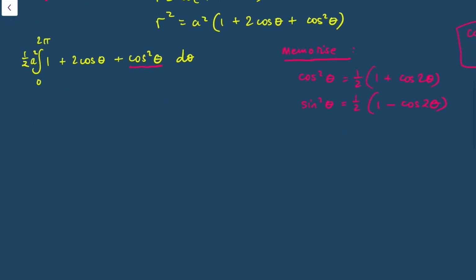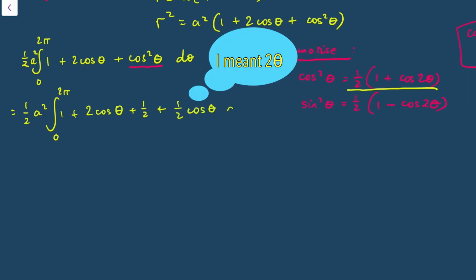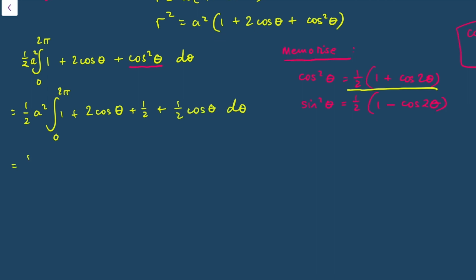Right, so I'm going to rewrite this. So I get a half a squared between 0 and 2 pi of 1 plus 2 cos theta, and when I expand these brackets, I get plus a half plus a half cos 2 theta, with respect to theta. I'm ready to start integrating, and I know that 1 plus a half will give me 3 over 2.